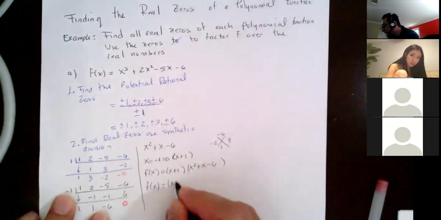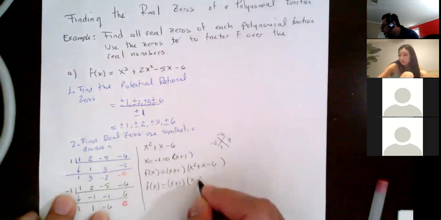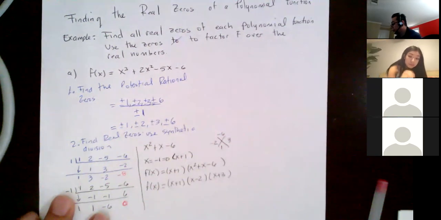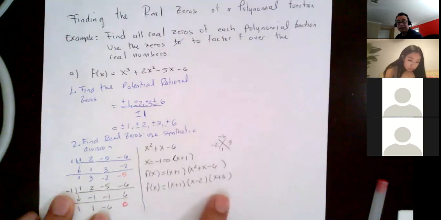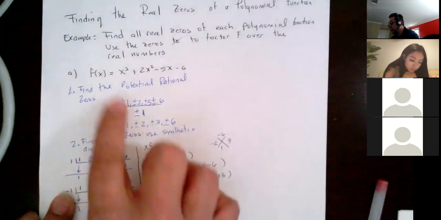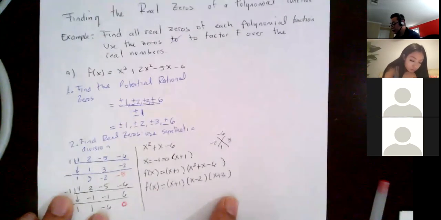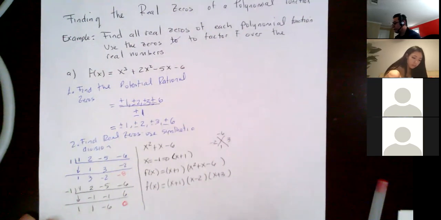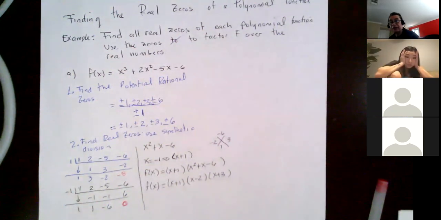So here now I have x plus 1 times x minus 2 times x plus 3. Notice these are the factors, right? The question would be factor f of x. This would be the solution. Would you have to rewrite it with x minus 2 first, then x plus 1, and then x plus 3? The order doesn't matter, you guys. It could be any order.